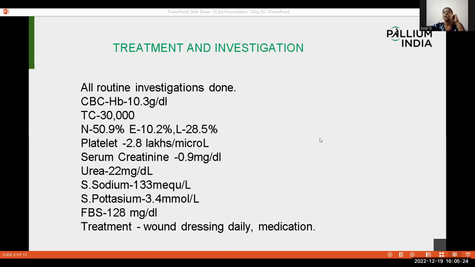Treatment and investigation: all routine investigations were done. CBC HB 10.3, TC 30,000, neutrophils 50.9, eosinophil 10.2, lymphocyte 28.5, platelet 2.8 lakhs, serum creatinine 0.9, urea 22, serum sodium 133, serum potassium 3.4, FBS 128 milligram. Treatment: wound dressing daily done, medications given.